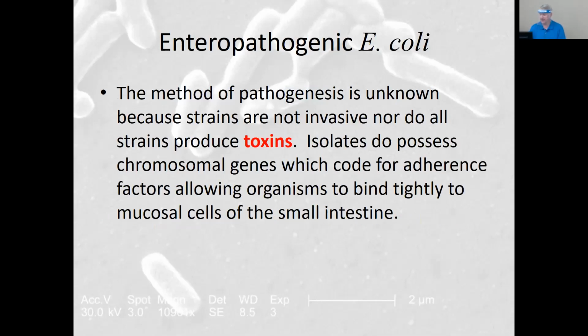EPEC, the method of pathogenesis is unknown, but strains are not invasive, nor do the strains produce toxins. So no toxin here with enteropathogenic. Isolates do possess a chromosomal gene which codes for adherence factors allowing organisms to bind tightly to the mucosal cells of the small intestine. And I just told you when that happens, when it gets to the mucosal lining, that's where the diarrhea, that's where the blood, that's where the mucus is all generated from. Right? It's irritating in that mucosal lining of the GI tract.